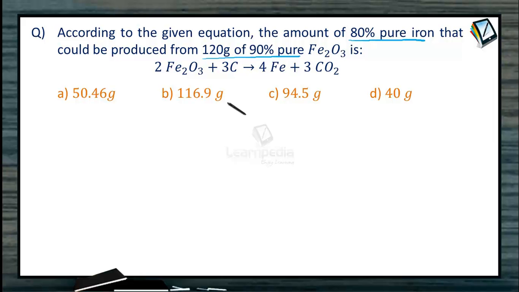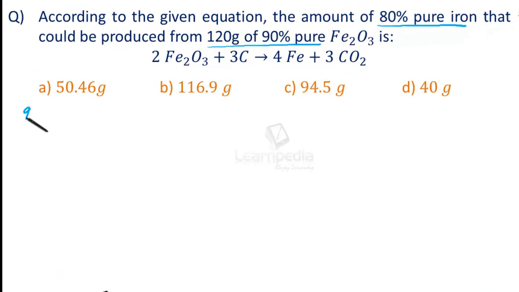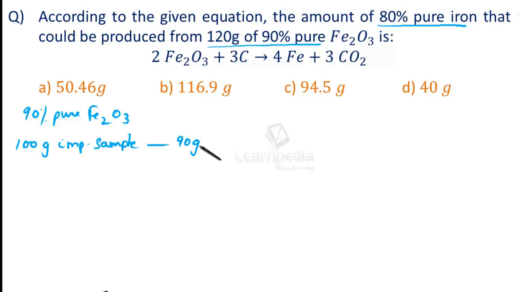First we need to find out in this 120 grams of 90% pure Fe2O3, how much quantity of pure Fe2O3 is present. First let us do that calculation. Now I am saying the meaning of 90% pure Fe2O3. It means when we take 100 grams of the impure sample, it contains 90 grams of pure Fe2O3, and in this case it is given 120 grams of the sample, and that contains how much quantity of Fe2O3.